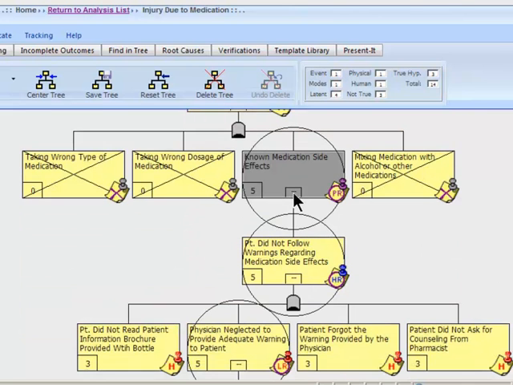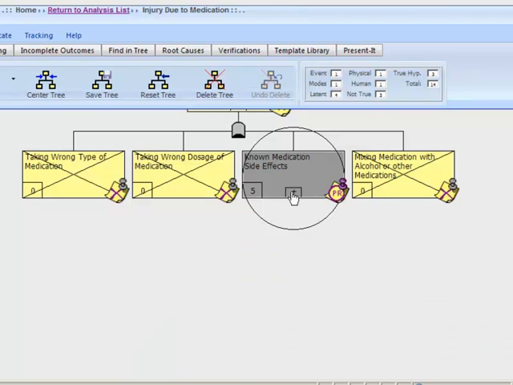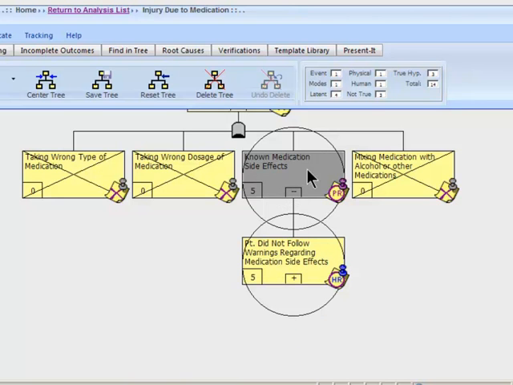Okay, so knowing that this is going to be true, what we're going to do is continue down our logic tree. We only want to follow what we want other people to follow that we're presenting this to. So we're going to collapse this, and we're going to say, how could the known medication side effects have been in effect and still allow this fall to occur?